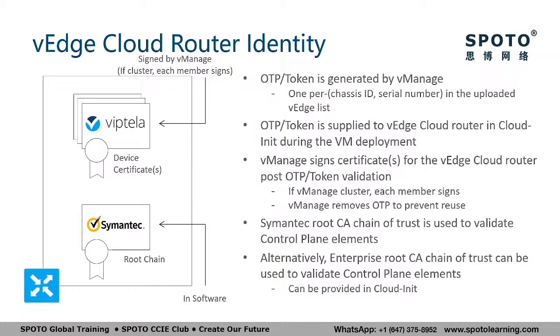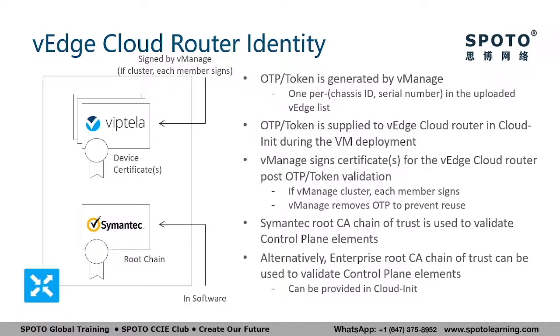Post OTP token validation, if it is a vManage cluster, the vEdge Cloud issues a CSR. The certificate is signed individually by each member of the vManage cluster. For example, if there are 3 vManage servers in the cluster, each member will sign the CSR, and a total of 3 signed certificates will be installed back into the vEdge cloud. This still provides a single router identity, but it's separately validated 3 times.